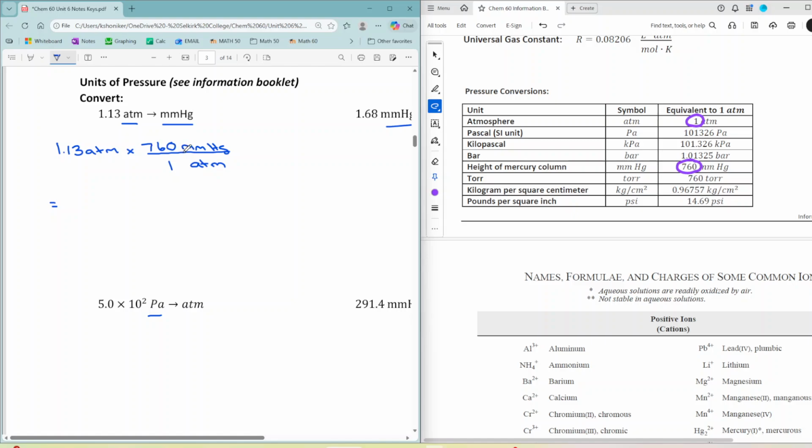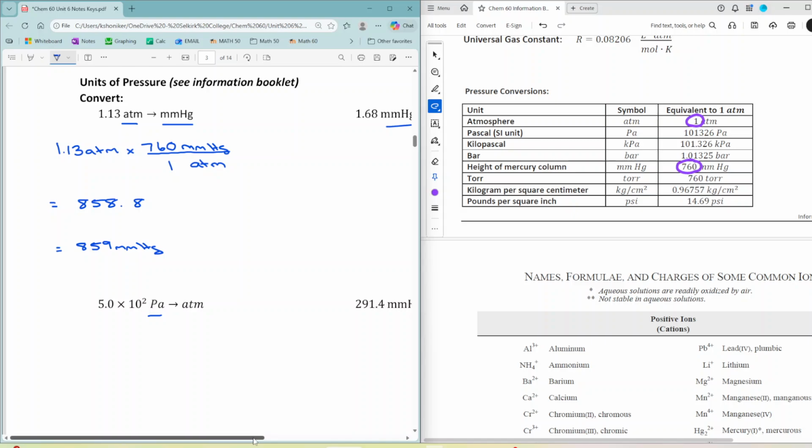Now, just a note about sig figs. This 760 is not 2 sig figs. These are exact. The 760 especially is an exact value, so don't factor it into your sig figs. So we're going to go 1.13 times 760, and we get 858.8. And so we're going to answer to 3 sig figs and say this is 859 millimeters. Sorry, I forgot which one I was going to. Millimeters of mercury.